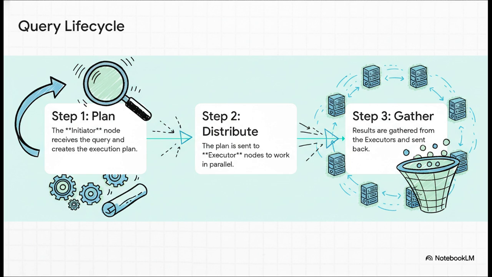But it also creates all these new places for things to go wrong. If just one executor node is struggling, or if a ton of data has to get shuffled between them, the whole query can just grind to a halt. And that's often where the bottlenecks are hiding.